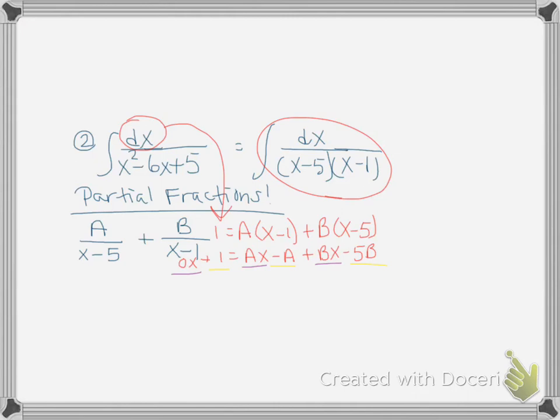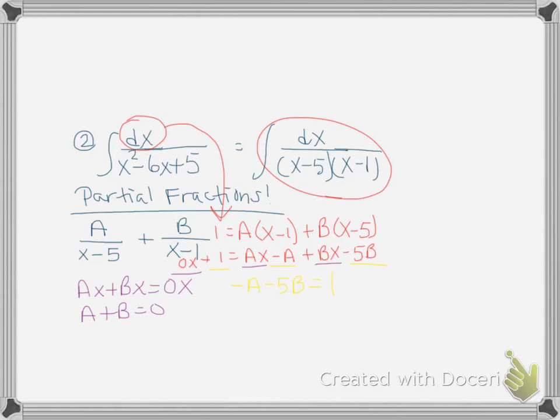So underlining that guy, all the purples. Taking all the purple, I'm now going to say I have ax plus bx equals 0x, or really we can just say a plus b equals 0. Over here with my yellow, I would have negative a minus 5b equals 1. So what we have, ladies and gentlemen, is 2 equations with 2 unknowns.